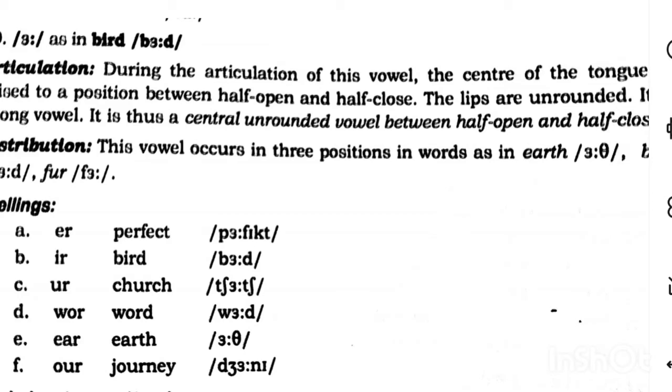Word. See, in word, it is not W, O and R. Only the letters O and R stand for the vowel sound. Going to the next word, earth. E, A and R, three letters, give out the vowel sound. Next word, journey. Here again R is silent. And O, U and R, these letters give out the vowel sound.